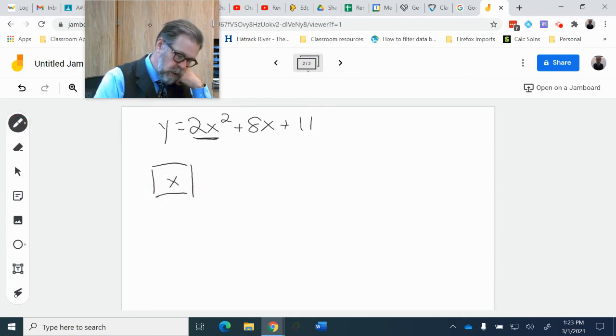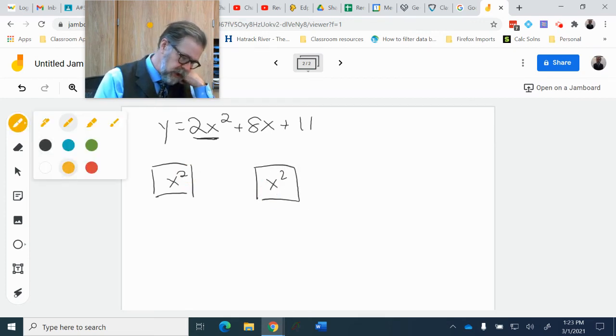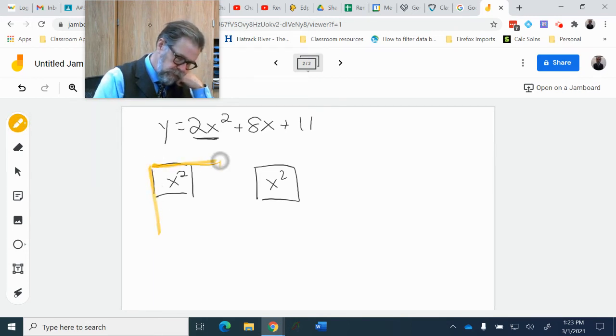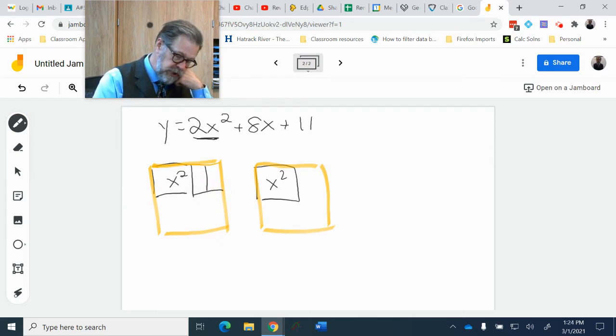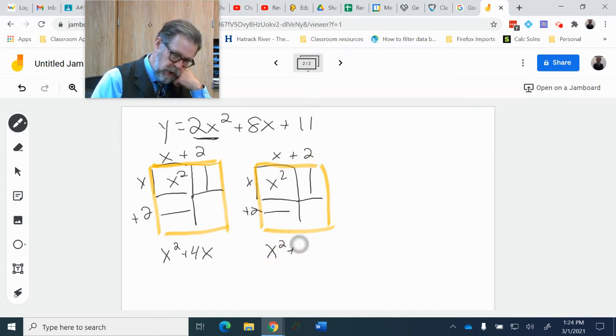I've got one square here, and one square here. I'm going to go ahead and highlight my 2 squares that I'll be building. I have a total of 8 x's. Well, that means only 4 on each. So notice that this is x plus 2 by x plus 2. This is x squared plus 4x. This is also x plus 2 by x plus 2. And this is also x squared plus 4x.